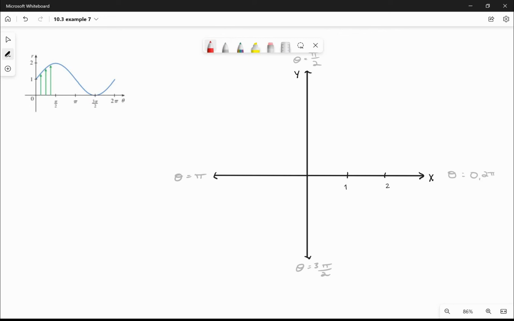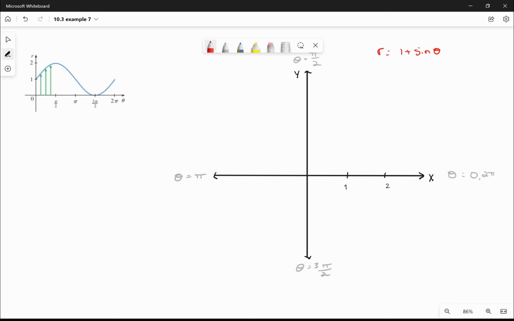Okay, so we are going to sketch the graph of the polar curve r equals 1 plus sine theta. Instead of using a table of values like we did in the previous example, we're just going to use the Cartesian graph of r equals 1 plus sine theta. That's already shown here in the upper left corner.